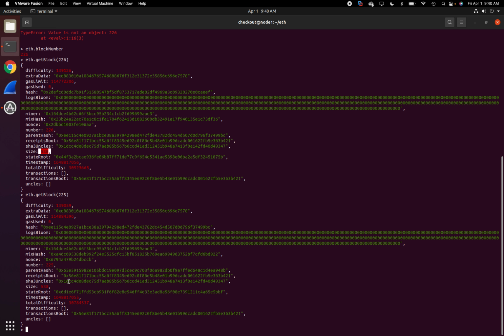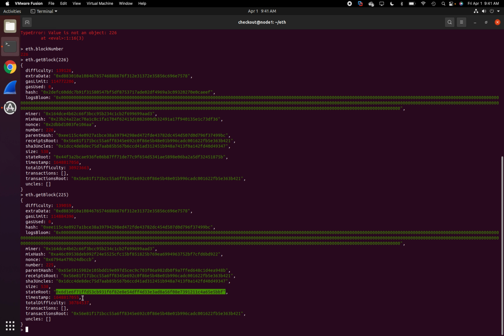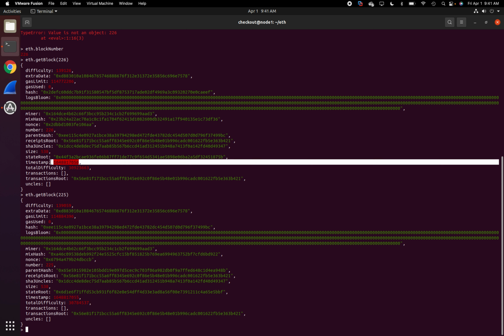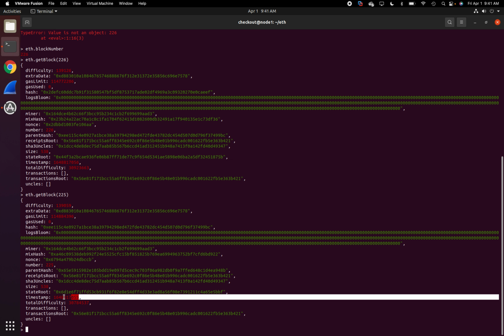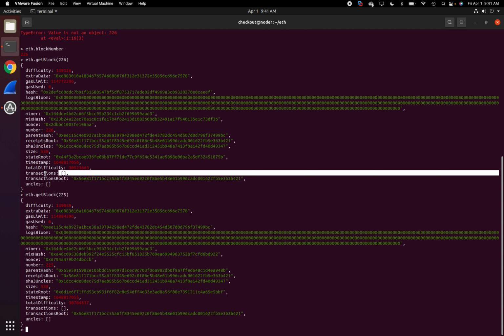We see the size is the same between the two. See the state root is different actually between the two. Our timestamp obviously is going to be different because this one came after this one, and it seems that they were added very, very close together in time. And again, we see our total difficulty increase. But in both of these, we see that there are 0 transactions. So we're going to have to go back and find one that has a transaction.